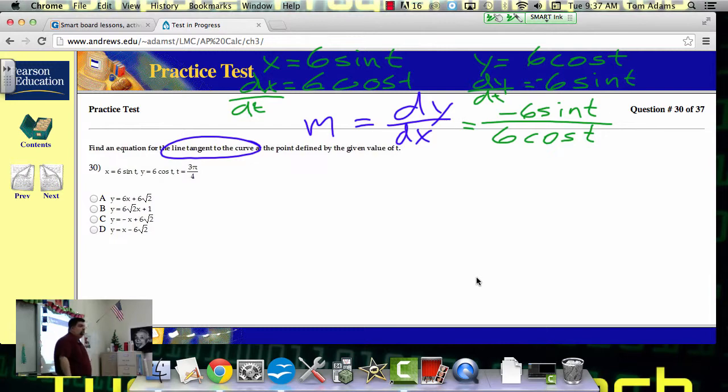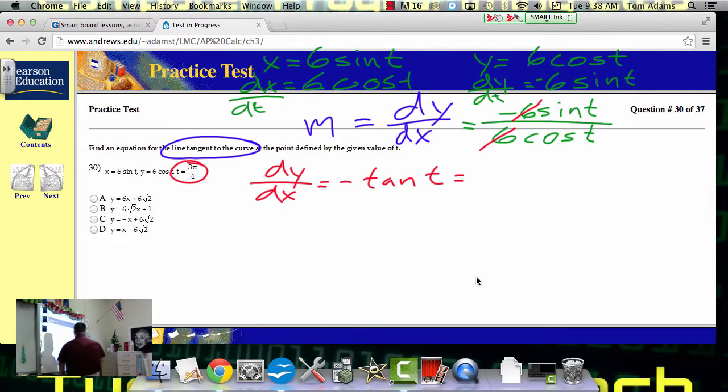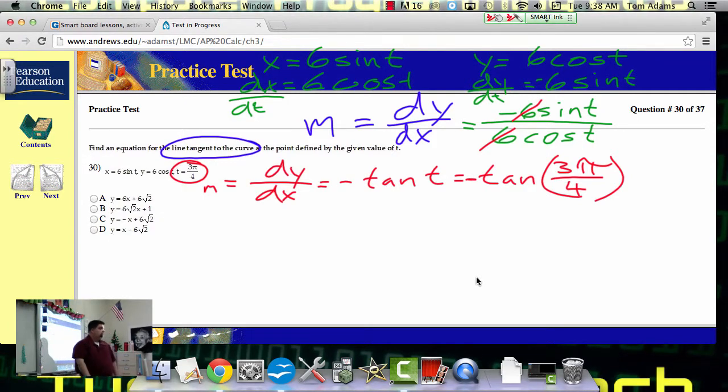The 6's will cancel. That means dy/dx is actually negative tangent of t, and we want to evaluate that at t equals 3 pi over 4. So we're going to say negative tangent of 3 pi over 4, and that's going to give us our slope for the tangent line.